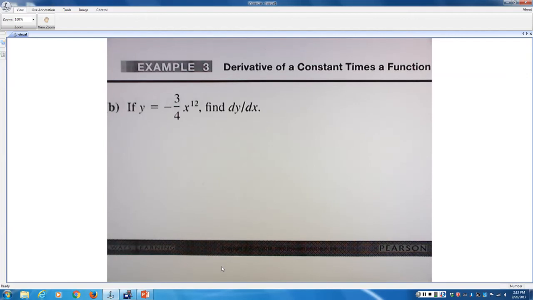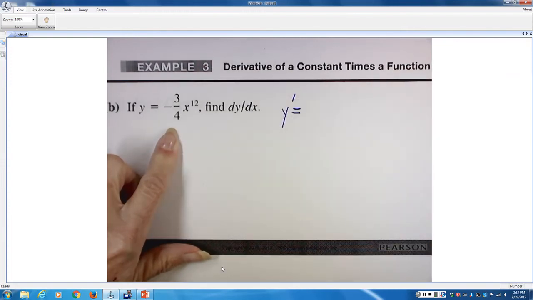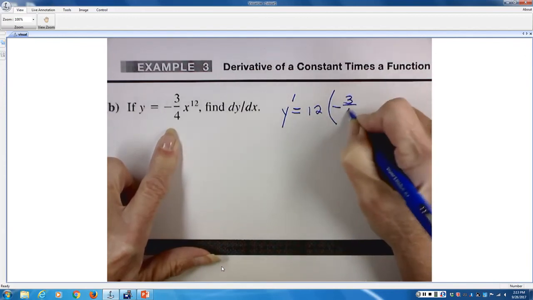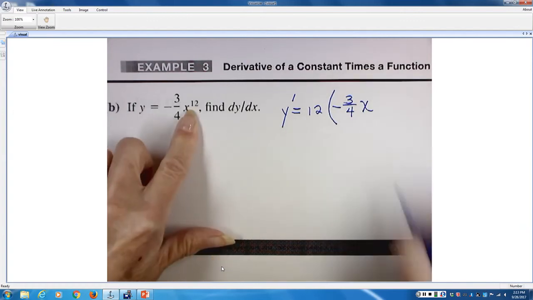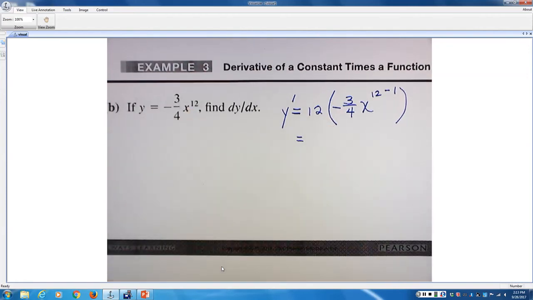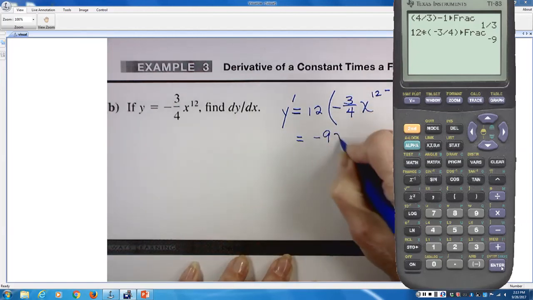Y equals negative 3/4 times x to the 12th power. Y prime equals what comes down in front. Okay? Everything else stays the same, right? And then I have 12 minus 1 for my new power. Now, 12 times negative 3/4. Somebody's way ahead of me. But if you're not sure what that is, that's 12 times, in parentheses, negative 3 divided by 4, close parentheses, math, fraction, negative 9. And that's x to the 11th power.